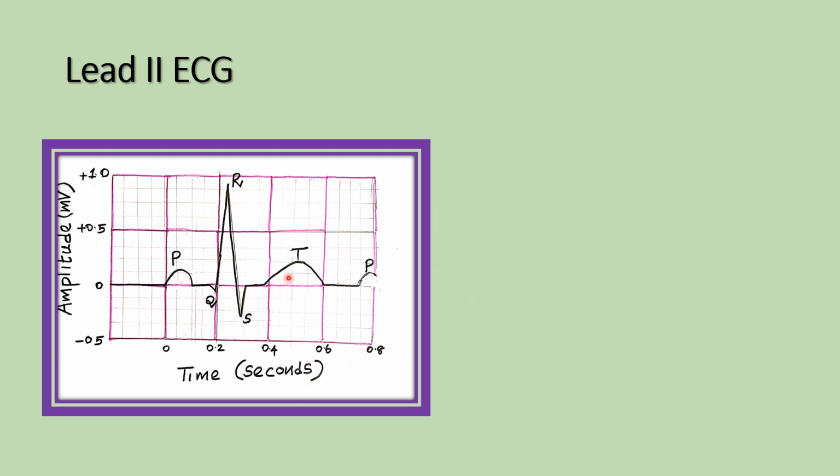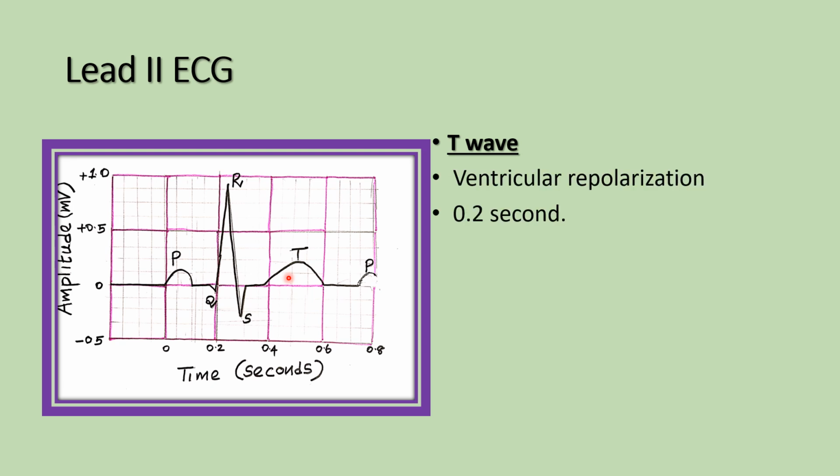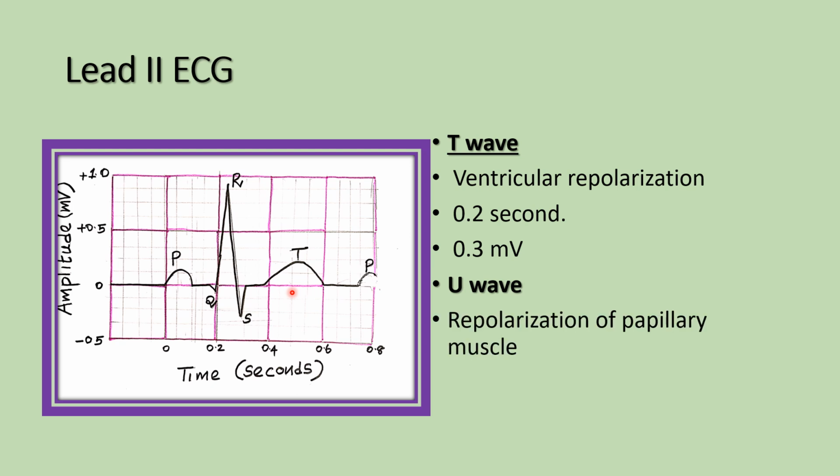The T wave is due to the ventricular repolarization. The duration of the T wave is 0.2 second. It can occupy one large square. Amplitude is 0.3 millivolts. It can occupy 3 small squares in height. Normally we cannot see the U wave. U wave is mainly due to the repolarization of the papillary muscles. Sometimes in hypokalemia we can see the U wave.